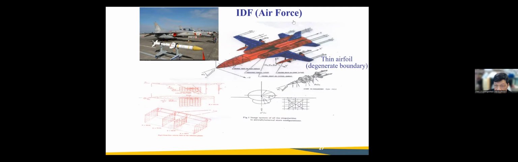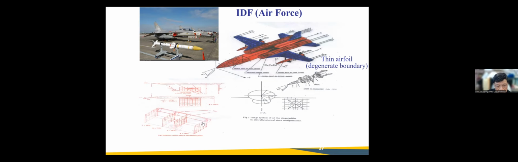Now I apply to the Air Force. I'm very fortunate that I can apply my dual boundary element in solid mechanics and aerodynamics. This is a missile and this is a pylon structure. The IDF airplane is made by Taiwanese. And thin airfoil means the degenerate boundary. So we have two problems. One is the air load prediction. So this is a thin airfoil panel method. I apply my Hadamard principal value to solve the thin airfoil aerodynamics. And I can plot the vortex flow.